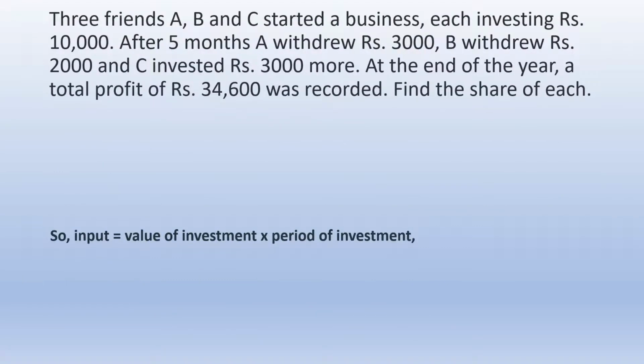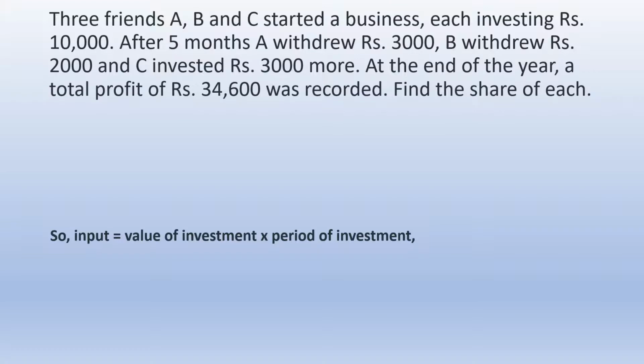Now consider another example. There are three friends, A, B and C. They invested rupees 10,000 each. After 5 months, A withdrew rupees 3,000, B withdrew rupees 2,000 and C invested rupees 3,000 more. So at the end of the year, a total profit was 30,600 rupees. So find the share of each candidate, that is A, B and C.